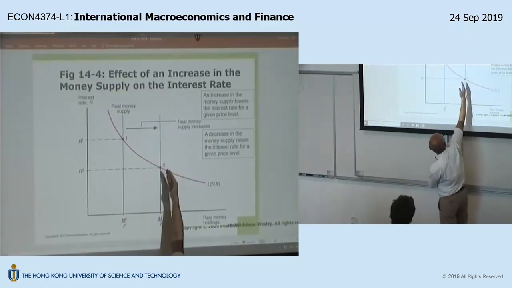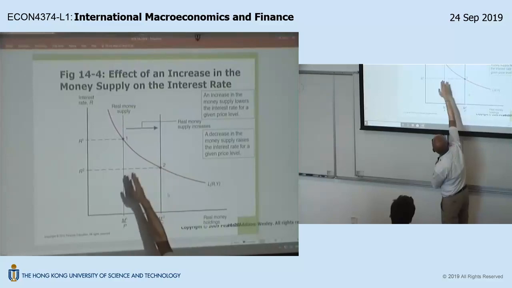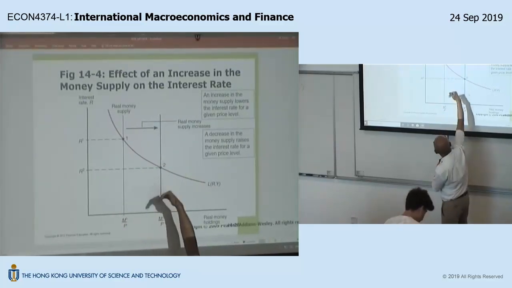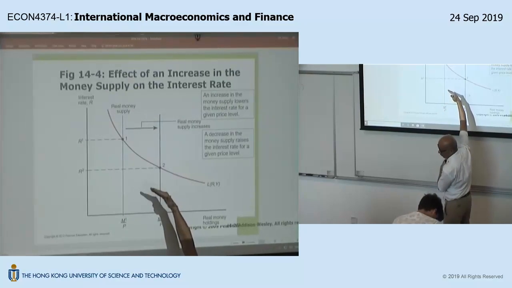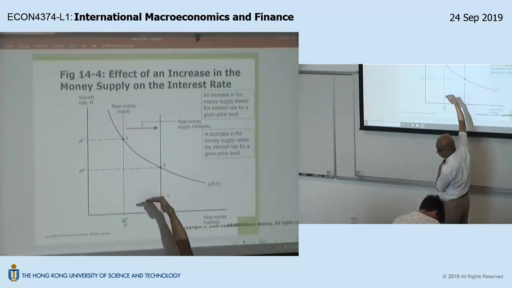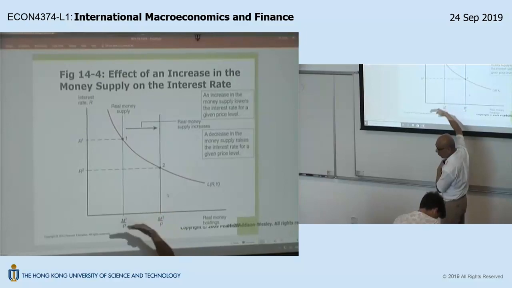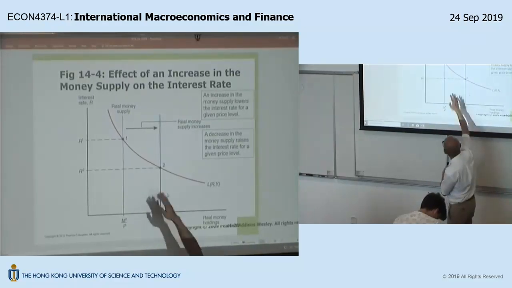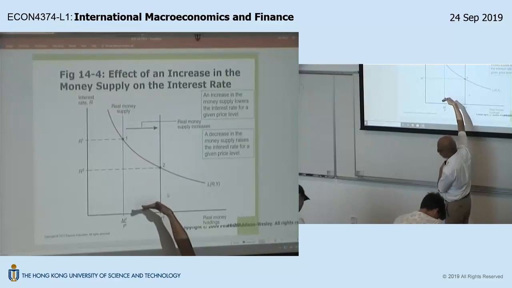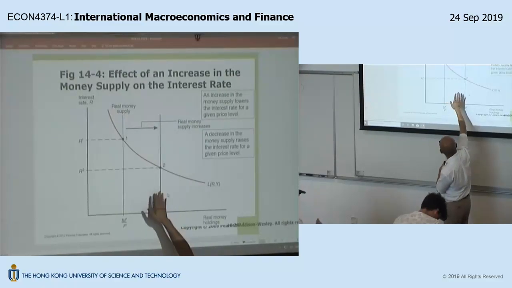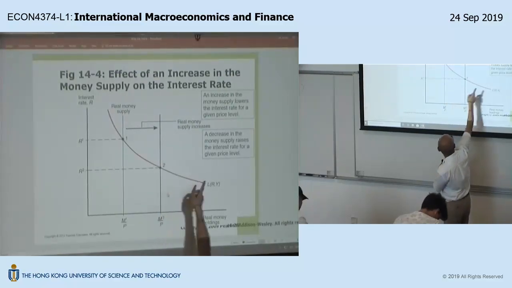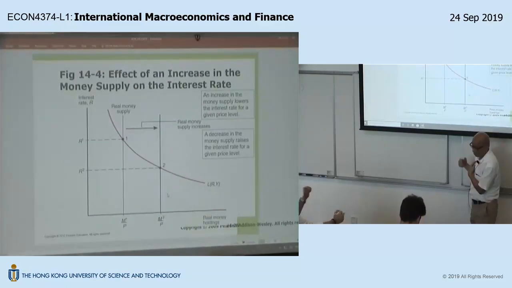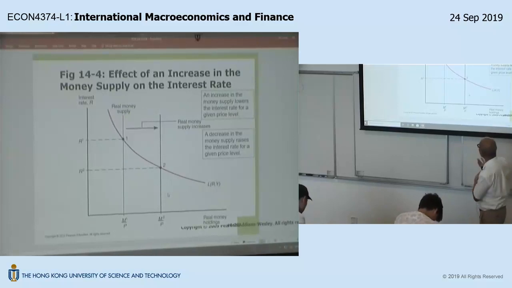At R1, the money supply is greater than the money demand, so the interest rate will have to fall. In other words, in the bond market, there is too much demand for bonds, so the interest rate has to fall to adjust. So an increase in the money supply will lower the interest rate.